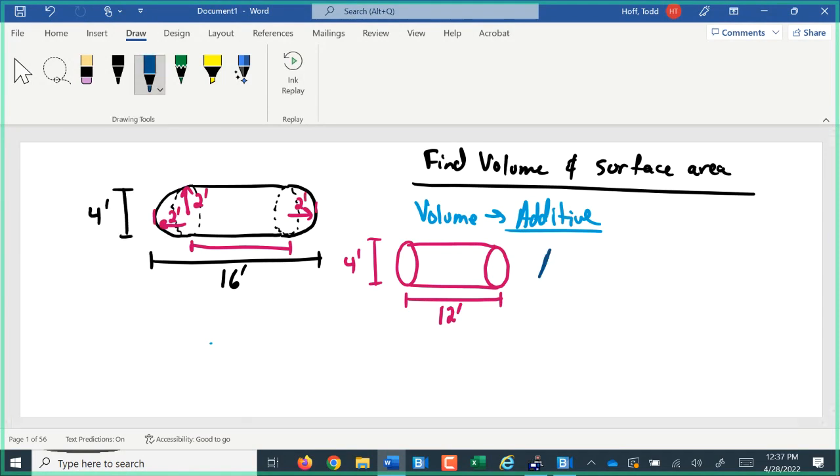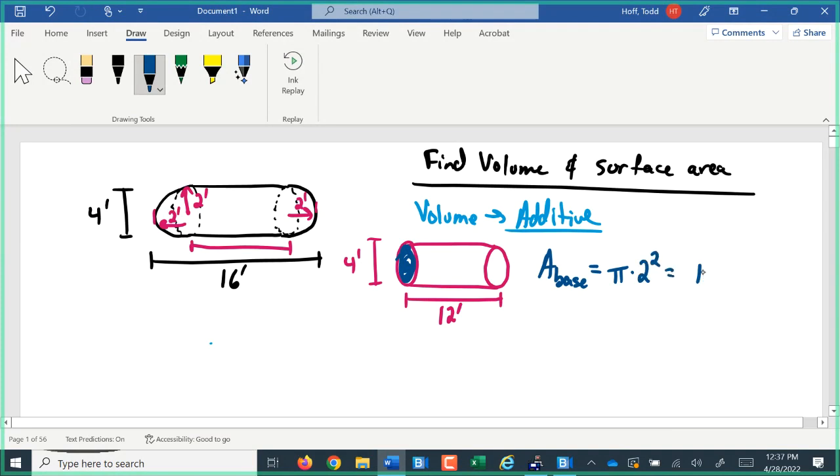So we need the area of the base. How do we find the area of the base for that? Of course, the base is that shape right there. Settle down, plenty of time for everybody to answer. Pi times radius squared will be the area, so pi times the radius squared. The radius would be 2. So pi times 2 squared is 12.56 square feet.